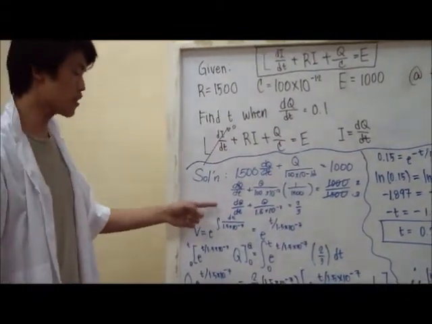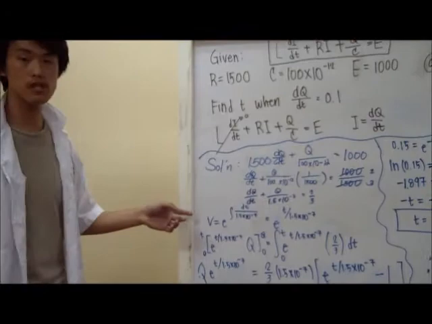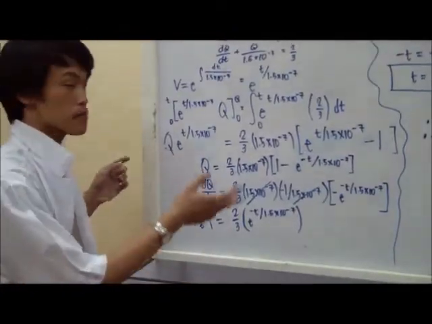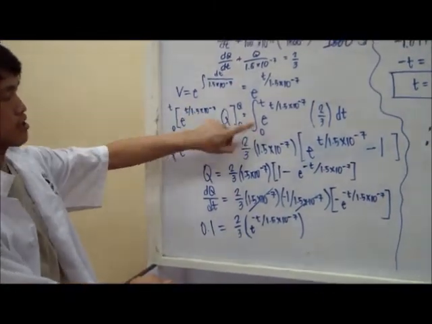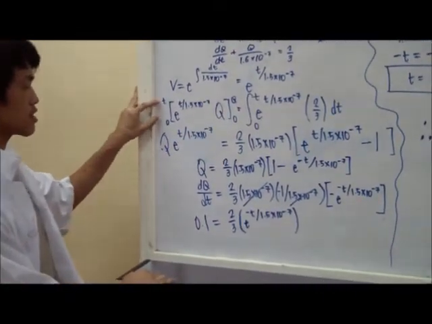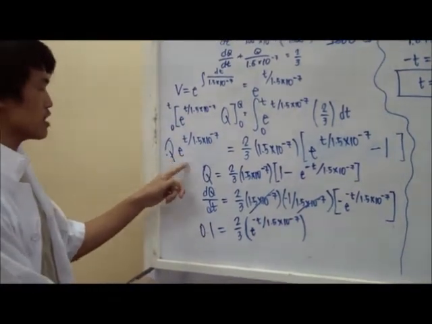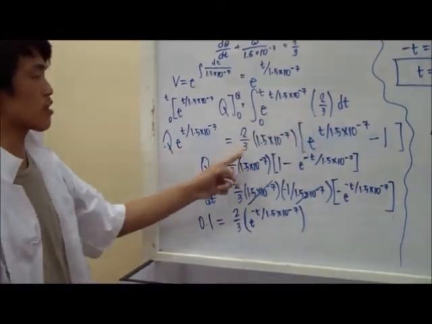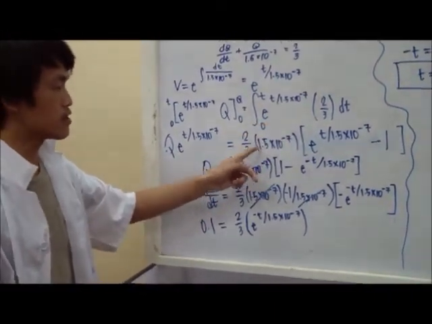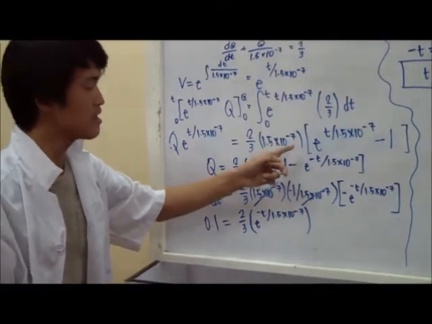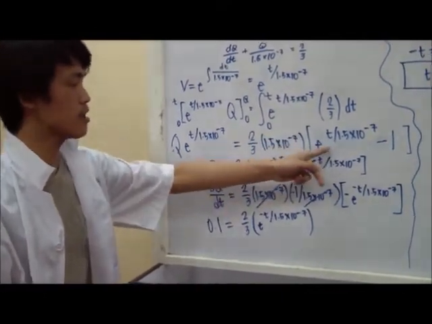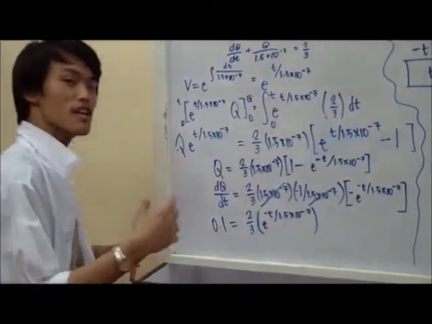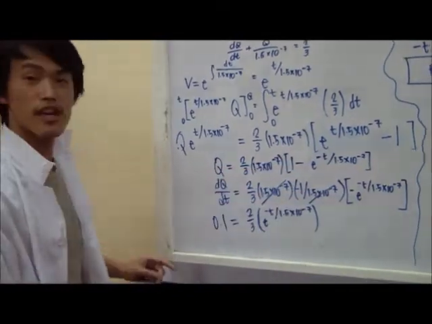Now, for the linear differential equation, we'll be needing to solve the integration factor. Now we have this equation, we can now set up the limits 0 to t, 0 to q, and 0 to t. Now, using integration, we'll get q e raised to t over 1.5 times 10 to the negative 7 is equals to 2/3, the constant, and the integration of this one, which is 1.5 times 10 to the negative 7, bracket e raised to t over 1.5 times 10 to the negative 7 minus 1. Remember that e raised to 0 is always equal to 1 and not 0.